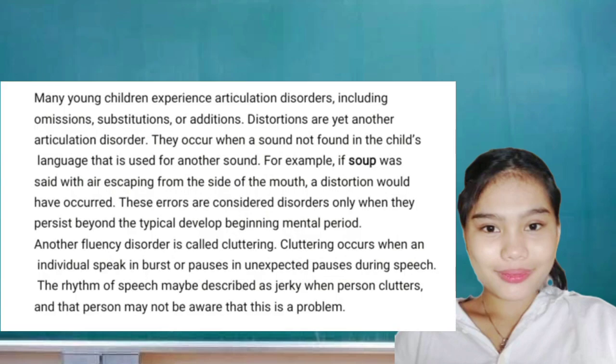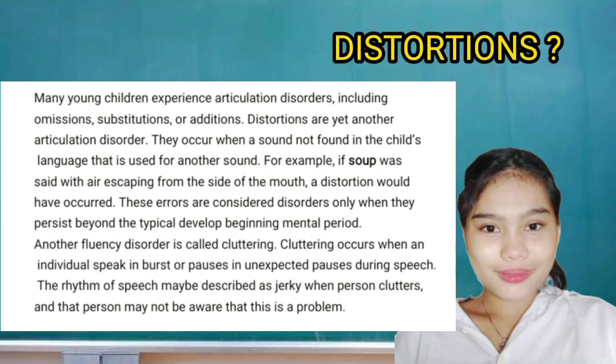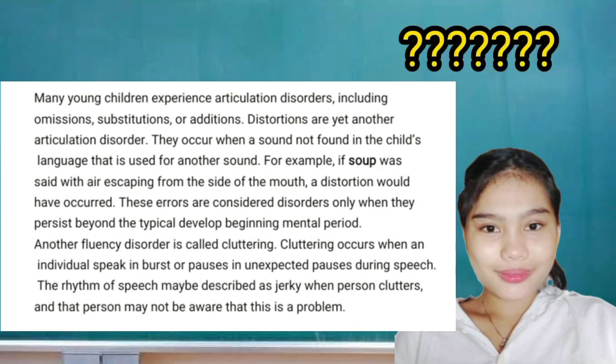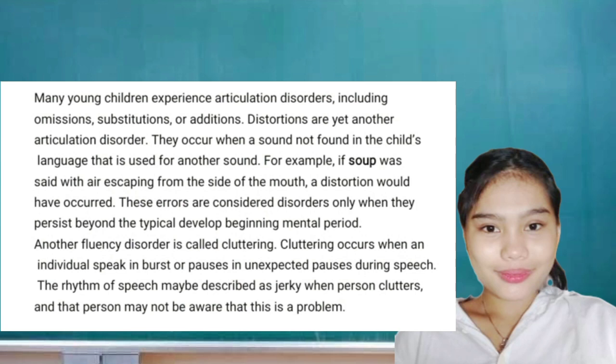Many young children experience articulation disorders, including omissions, substitutions, or additions. Distortions are yet another articulation disorder. They occur when a sound not found in a child's language is used for another sound. For example, if soup was said with air escaping from the side of the mouth, a distortion would have occurred. These errors are considered disorders only when they persist beyond the typical developmental period.